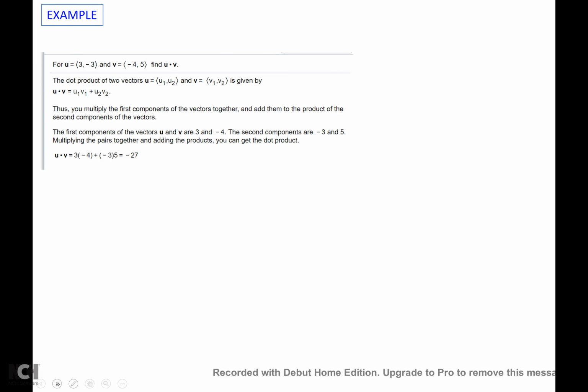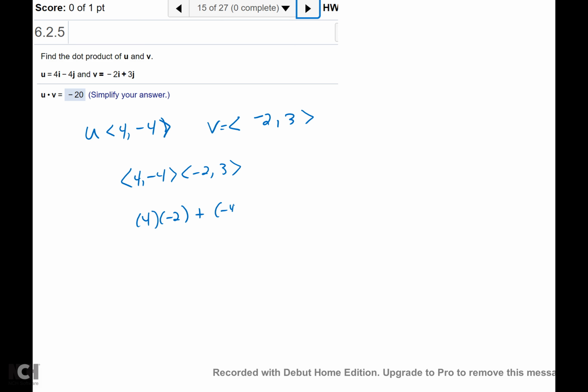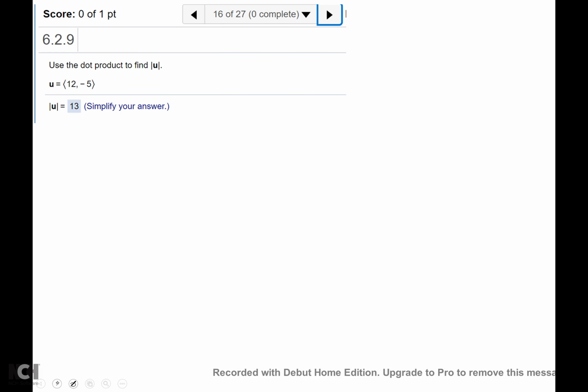Next problem is just an example. Number 15. Find the dot product of u and v. If you write u in component form, that's 4, negative 4. And if you write v in component form, that's negative 2, 3. So if we multiply those together, we get 4 times negative 2 plus negative 4 times 3, which gives me negative 8 plus negative 12, which gives me negative 20.